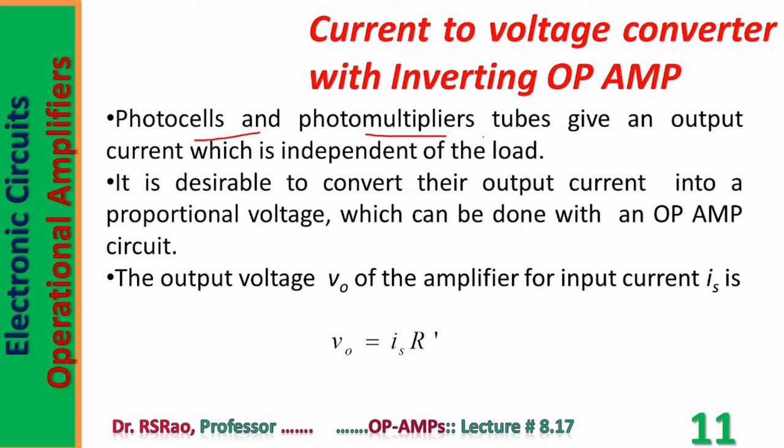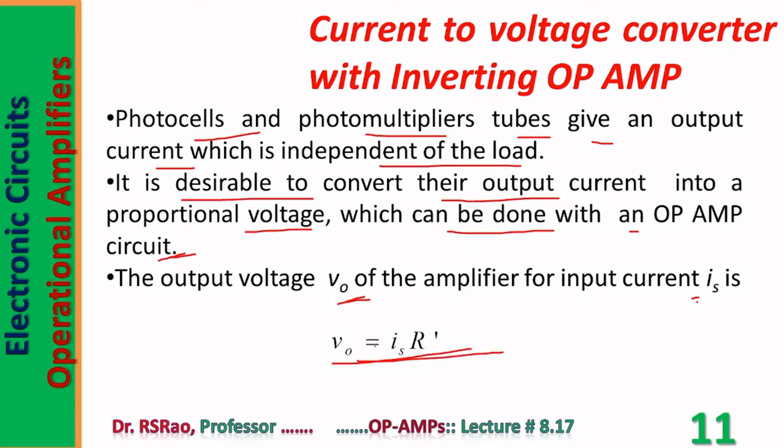Photocells and photomultiplier tubes give an output current which is independent of load. It is desirable to convert their output current into a proportional voltage, which can be done with an op amp circuit. The output voltage V0 of the amplifier for input current Is is given by this formula. V0 is equal to Is R prime.